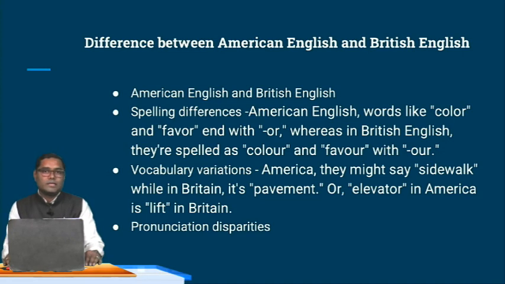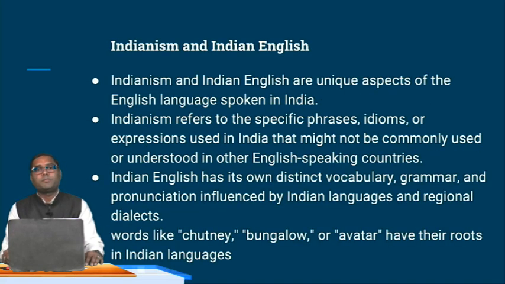Then there are the basic differences which we can call as the pronunciation disparity. Pronunciation is different also. You may be knowing that American accent is different than the British accent. Okay. So basically in India we follow the British accent. Okay. As well as we follow the received pronunciation for the uniformity of the speaking English language.